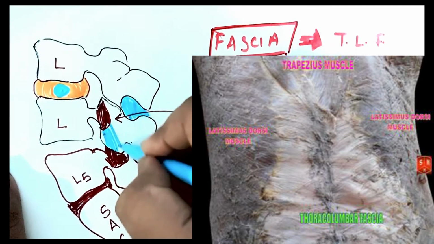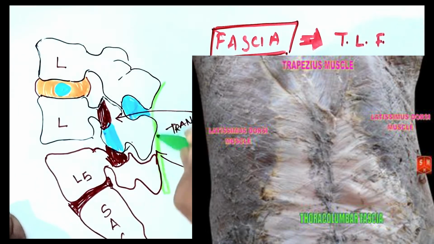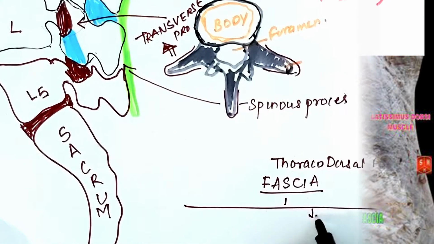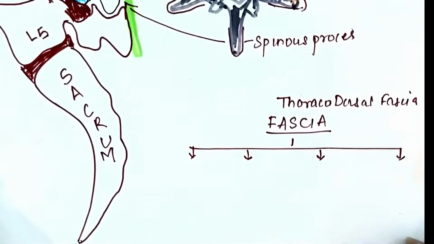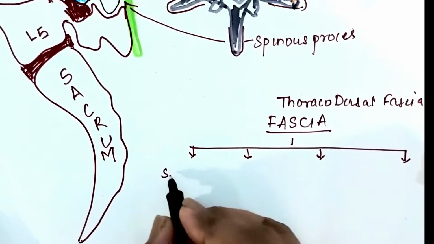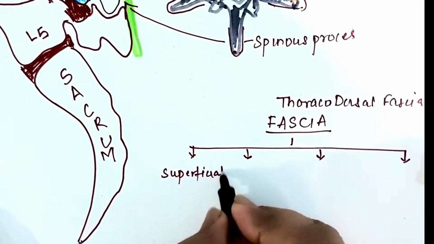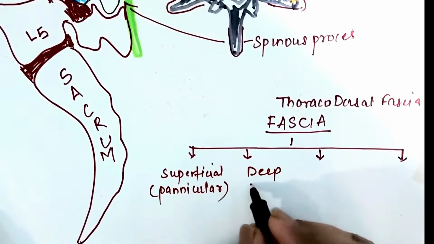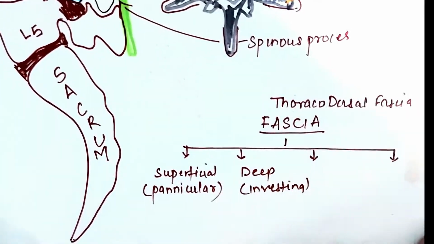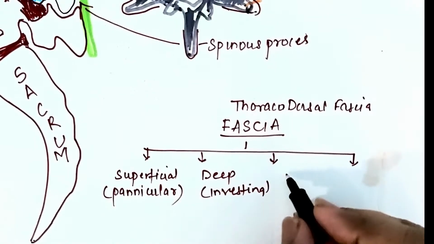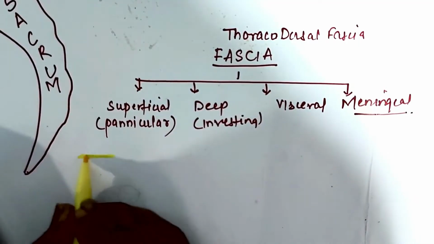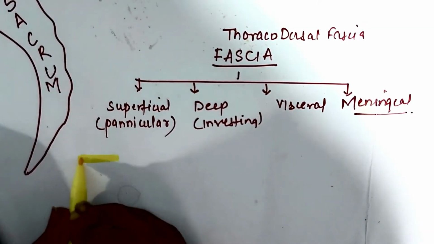The primary stability of the lumbar spine comes from the ligaments supporting the individual lumbar vertebrae. However, if you have to classify the thoracodorsal fascia, or fascia in general, these are of 4 types: basically the superficial fascia, the deep fascia, the fascia which covers the internal organs, which is called the visceral fascia, and in the meninges of the central nervous system, that is called the meningeal fascia.